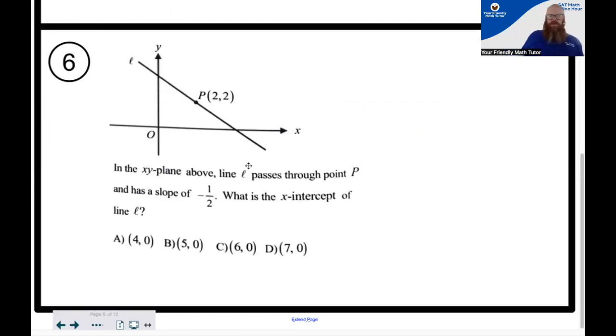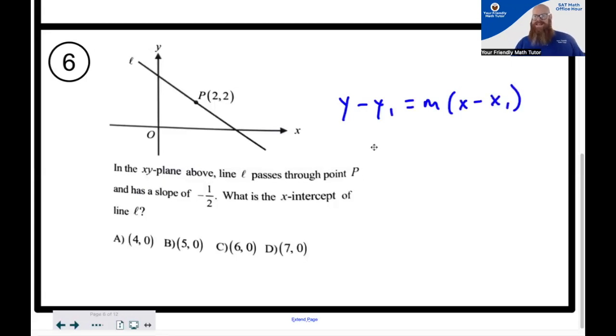Okay, let's keep moving. Number 6. In the xy plane, line L passes through this point and has a slope of -1/2. What's the x-intercept? Okay, so two pretty quick ways to do this. One is really knowing, we've talked a lot about slope-intercept form, but I chose this problem because I wanted to make sure that we remembered about point-slope form.